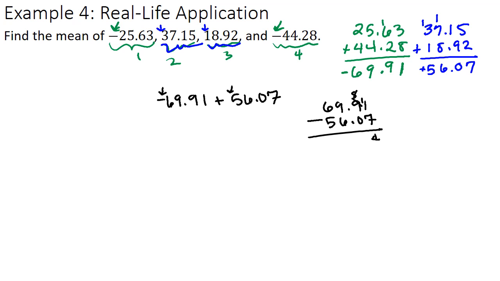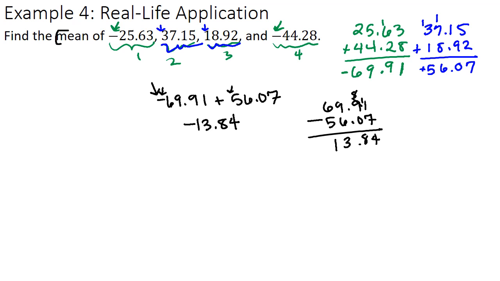11 minus 7 is 4, 8 minus 0 is 8, 9 minus 6 is 3, and 6 minus 5 is 1. So I have 13.84. Now because my bigger number was negative, that means that this 13.84 needs to be negative. So I have negative 13.84. So this is the sum of my four numbers up here. I added negative 25.63, 37.15, 18.92, and negative 44.28 to get a sum of negative 13.84.